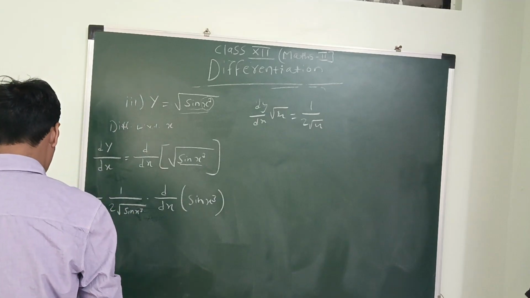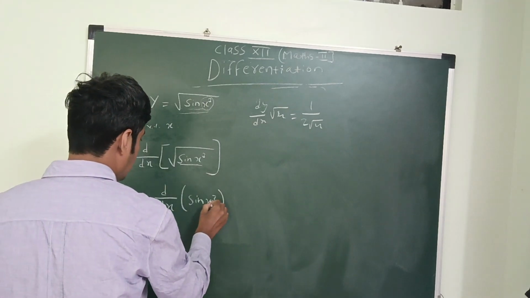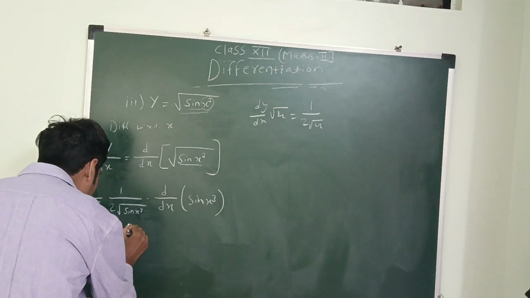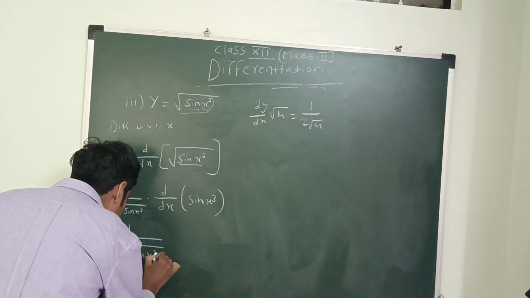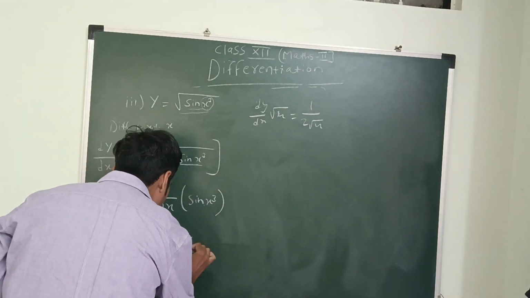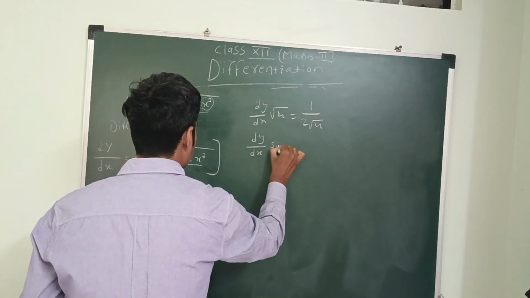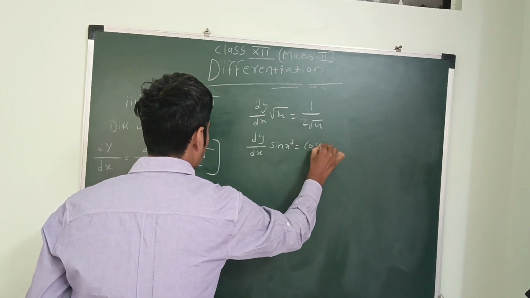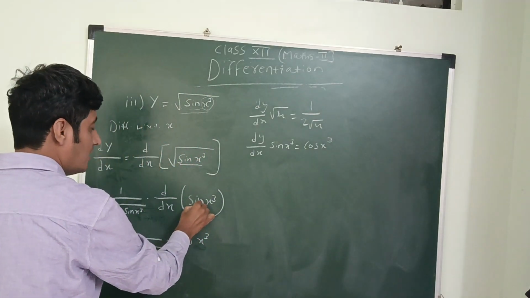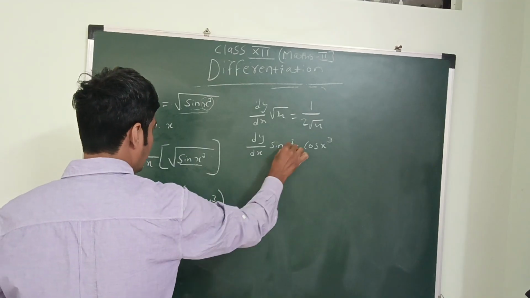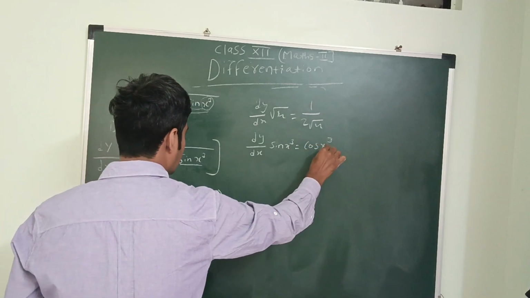Now what is the derivative for sine x? It's cos x. So the derivative of sine x cube is cos x cube, which is equal to 1 upon 2 root sine x cube multiplied by cos x cube. The derivative for sine x is cos x. For x cube, we have to only write the function here. The derivative for sine x cube is cos x cube.